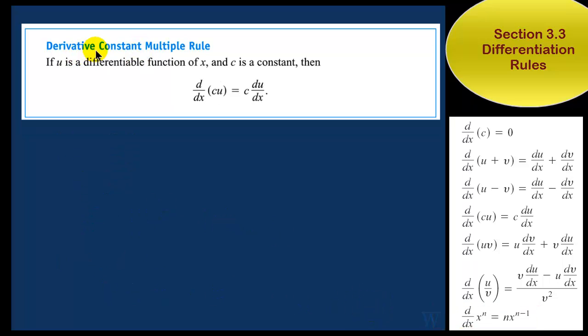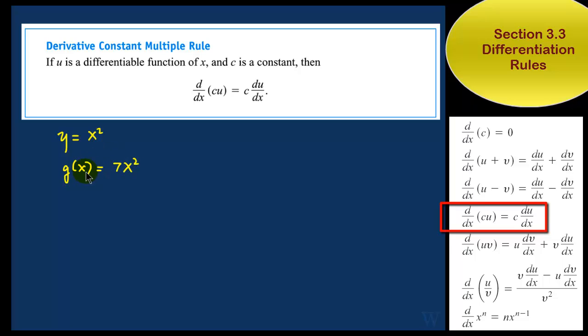x. Derivative constant multiple rule. If u is a differentiable function of x and c is a constant, then the derivative of c times u is equal to c times the derivative of u with respect to x. What does that mean? Suppose my function is y is equal to x squared, and I defined another function, say g of x, which is equal to 7x squared.